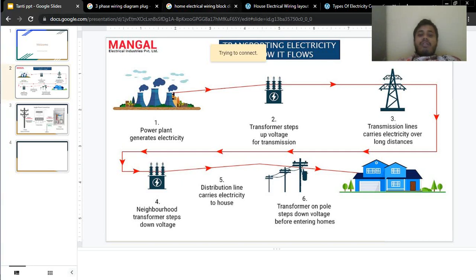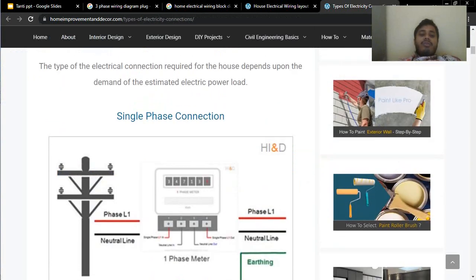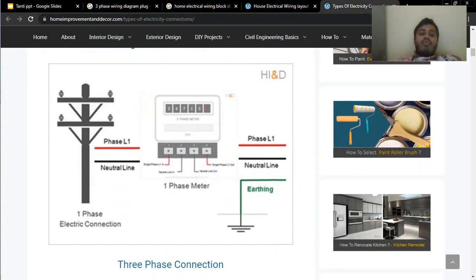Now this pole is there, and this is the single phase connection. We will take two wires. One is the single phase line and another is the neutral line. One is hot, the other is neutral, the cold one. The hot line goes from the left and the neutral line on the right. In the same way it will be connected in the energy meter, with single phase and neutral going through.